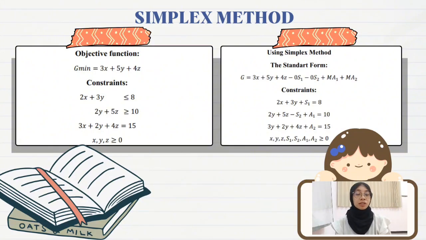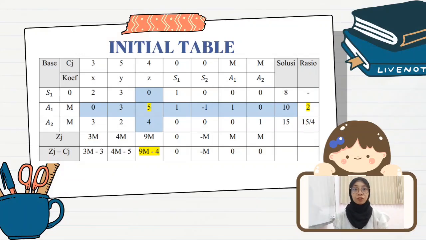For the equality constraint 3x plus 2y plus 4z equal to 15, we directly add an artificial variable a2, which gives us 3x plus 2y plus 4z plus a2 equal to 15. From this standard form, we put the initial simplex table. This table displays all the essential elements such as the basis, CB value, coefficients, Zj minus Cj, and the solution.